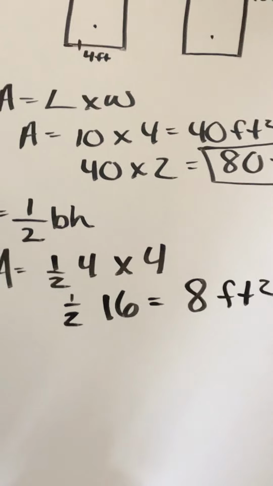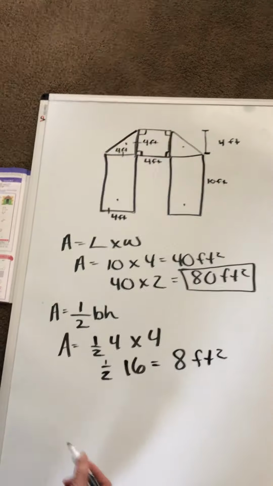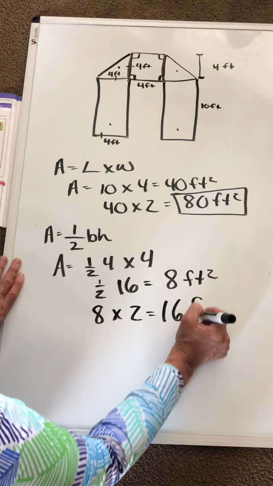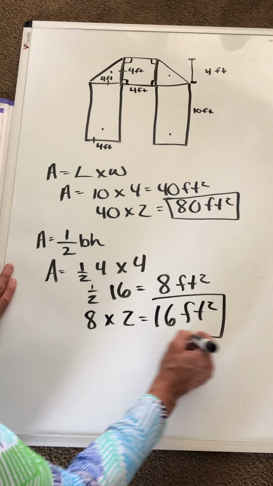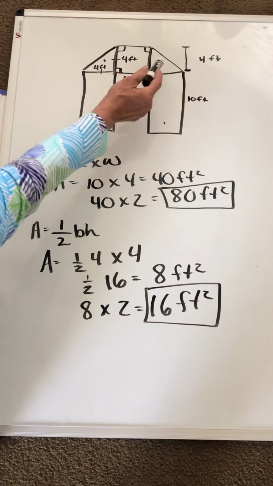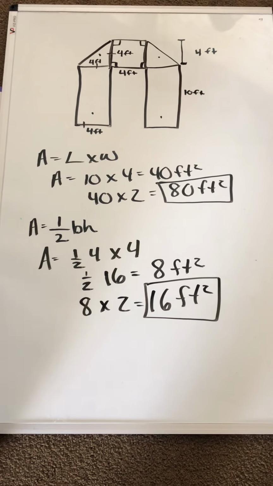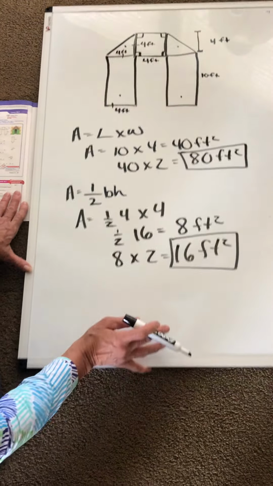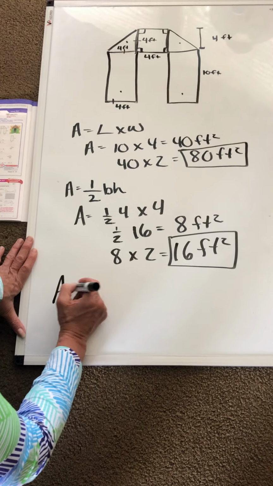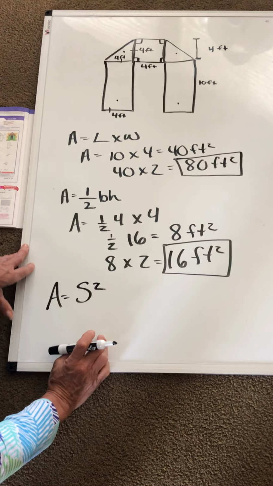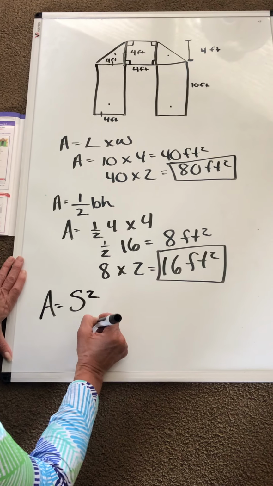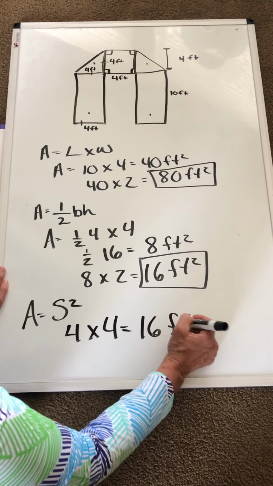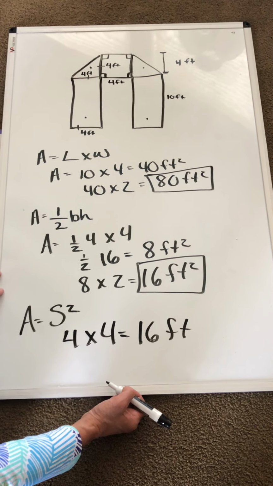Now, again, just like the rectangles, we have two triangles. So we want to multiply 8 times 2, and we get 16 square feet. So we have 16 square feet for these two triangles. Then the last shape that we have is the square. And we know that it has 4 congruent sides. So we know that the area of a square is side squared. So we're going to do 4 times 4, which equals 16 square feet. And that is all that we have to do for that square.